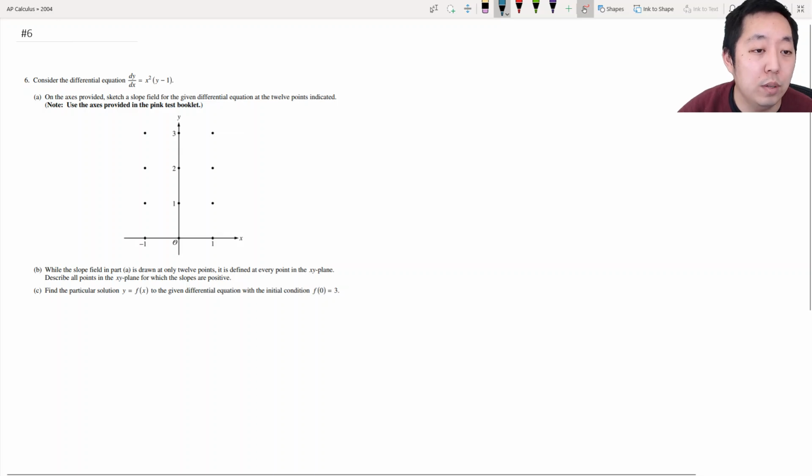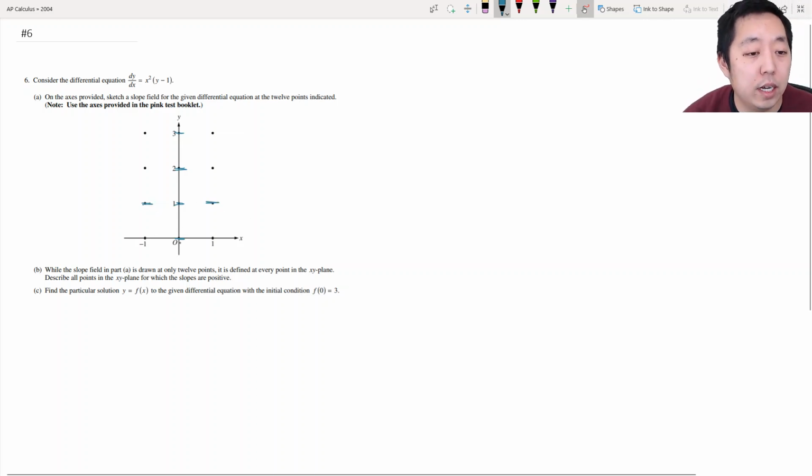When x is 0, this whole thing will be 0, right? So these are 0 slopes right here, because these are all the points where x equals 0. Also, when y equals 1, they're also 0 slopes. Okay, so that was pretty easy.